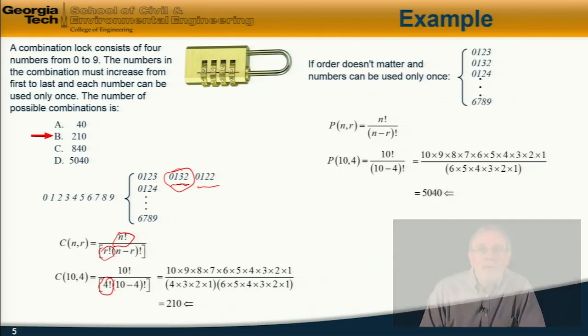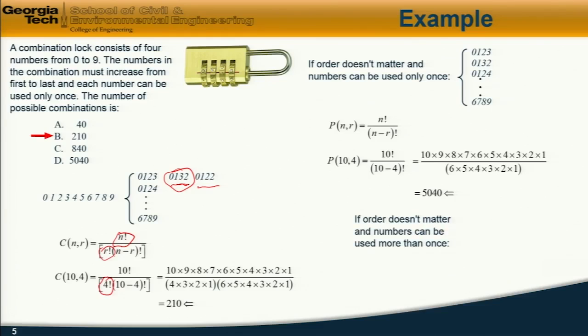The normal way of setting a combination lock, of course, would be that the numbers can be used more than once. So that gives us many more possibilities, starting from 0000, 0001, etc., all the way up to the last one, which is 9999. And you can see then that obviously the total number of combinations in that case is equal to 10,000. And this concludes our discussion of permutations and combinations.